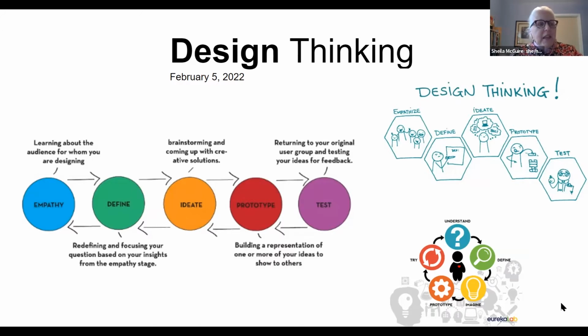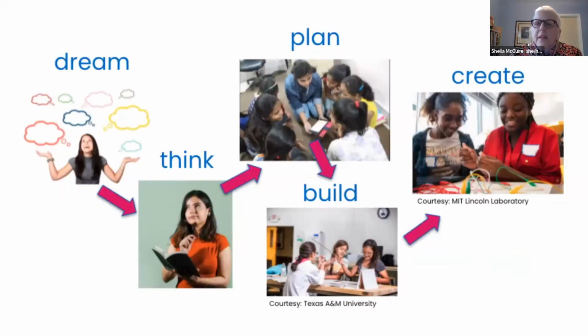So design thinking can be called a number of different things. Empathy might be understand, prototype might be called try. So you'll see it called kind of different things. In the beginners, there's a new beginner group working on apps and AI, and they think about the design thinking process in this language in the curriculum: dream, think, plan, build, create. It's really the same thing.